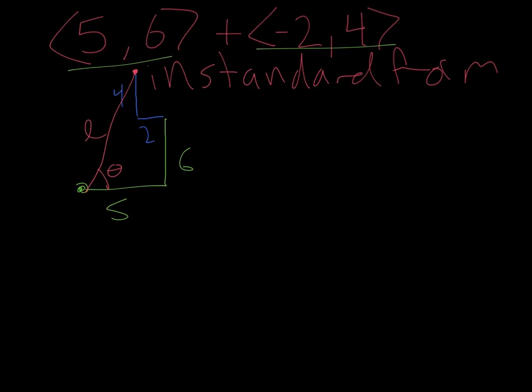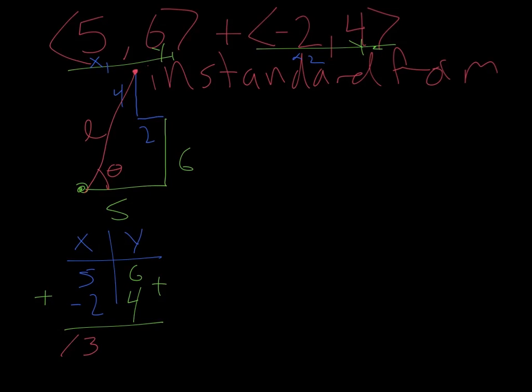So, since I was given these things in component form, I'm going to make myself a little chart. I have x components and y components. My first x component is the 5. My second one is the -2. My first y component is the 6. And my second one is the 4. I'm just going to add these, and that'll give me my new components for essentially my red vector here. So 5 plus a -2 is going to be a +3. And then 6 plus 4 would be 10.